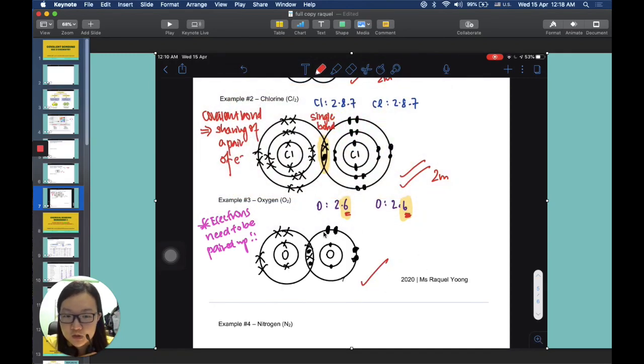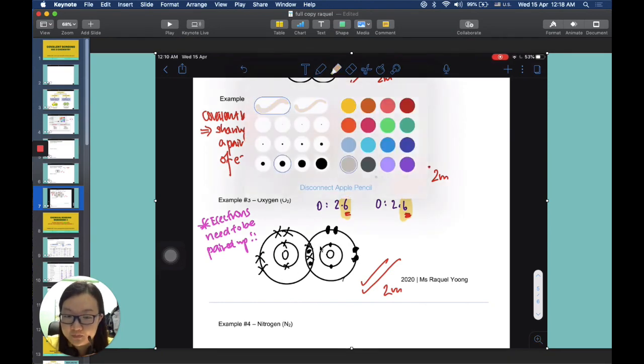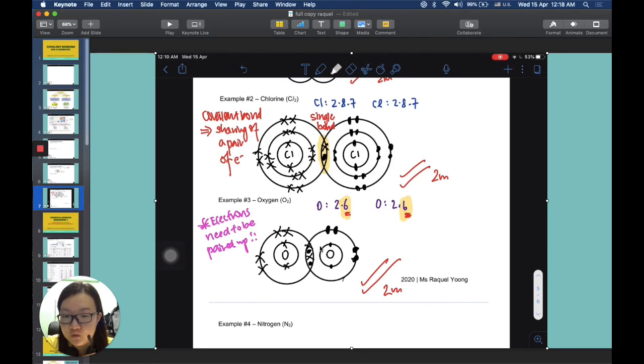Okay, so just check that all these are correct, right? Both your oxygen atoms need to have a stable octet. Then you get the full 2 marks. So if you were to check the first oxygen, we have 1, 2, 3, 4, 5, 6, 7, 8, right? So 8 electrons, so it's a stable octet, no problem.